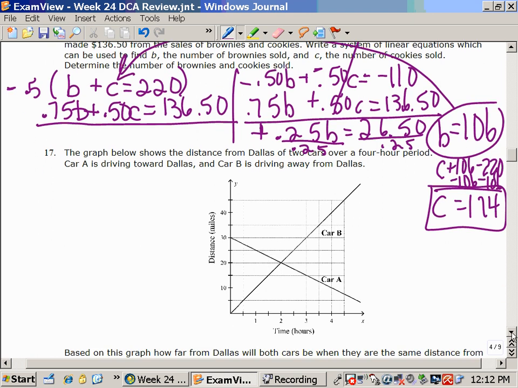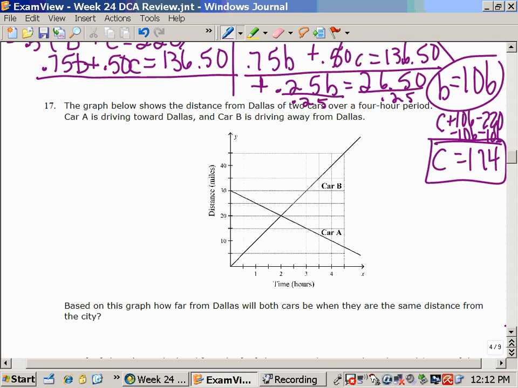On 17, it asks you to find where these are going to be the same distance from the city. Well, same distance is where they meet, which is right here, and the number of hours is 2 hours.